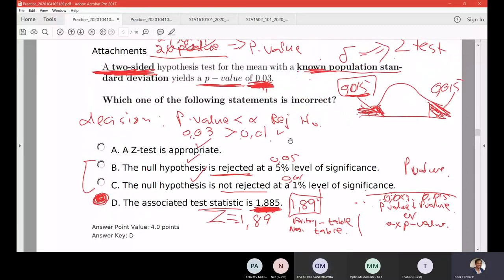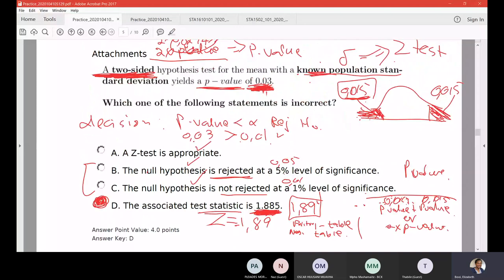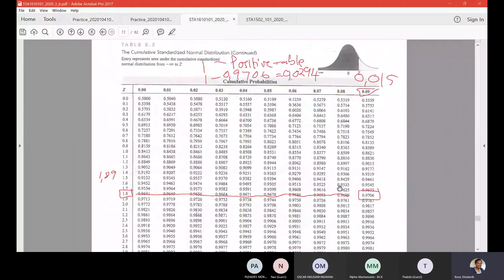The p-value on the table, we find it by using the z-value, because this is the test statistic. So you will use your z-value and go to the table. These are all your p-values. All these values inside the table, we call them probabilities, which are the probability values, p-values. So you go find 1.8 and 9 at the top, and this will be your p-value. And because it's on the positive side of the table, we need to say 1 minus the value we find on the table.